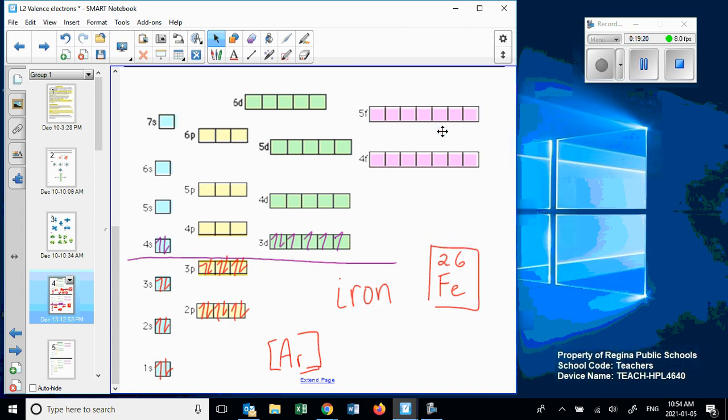Then, what's important to the chemistry part of this is the electrons in the fourth row. So starting at 4s, I've got 4s, two electrons in that. Then 3d. I note that there's 1, 2, 3, 4, 5, 6 electrons, so I say 3d6.